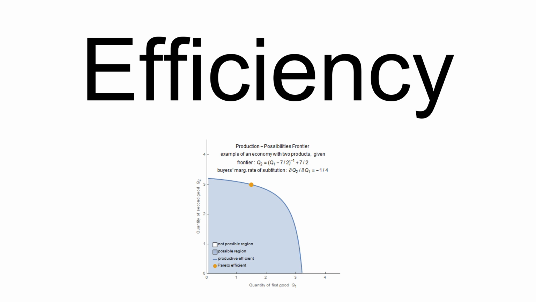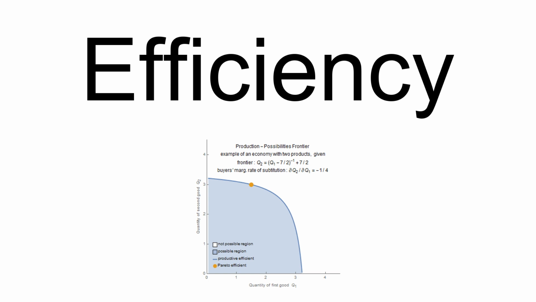Some productively efficient points are Pareto efficient. It is impossible to find any trade that will make no consumer worse off. Pareto efficiency is achieved when the marginal rate of transformation, the slope of the frontier or opportunity cost of goods, is equal to all consumers' marginal rate of substitution.